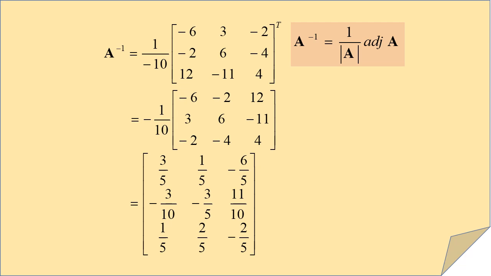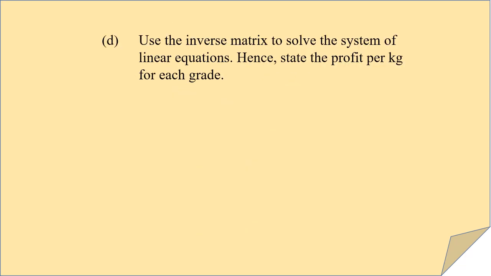Okay, so we finished question C. Continue with question D. Use the inverse matrix to solve the system of linear equations. Okay, now to solve, we have Ax equal to B. So we want to solve for the matrix X. By applying multiplication between matrices, we know that x is equal to A inverse B, where A inverse we know already from question C.